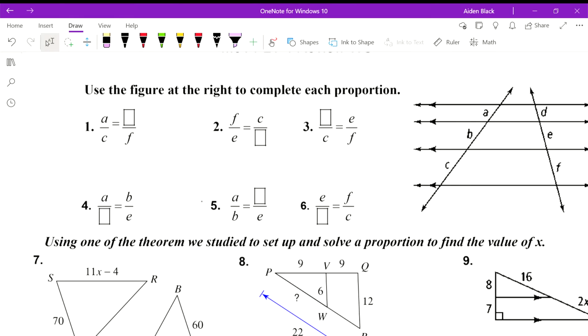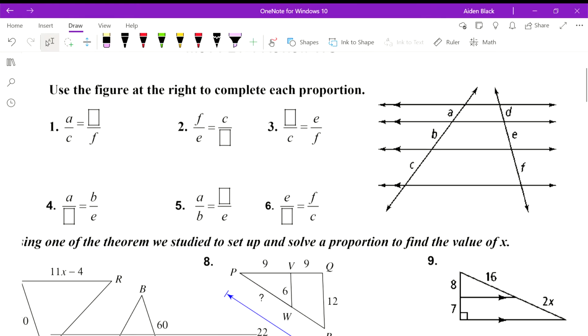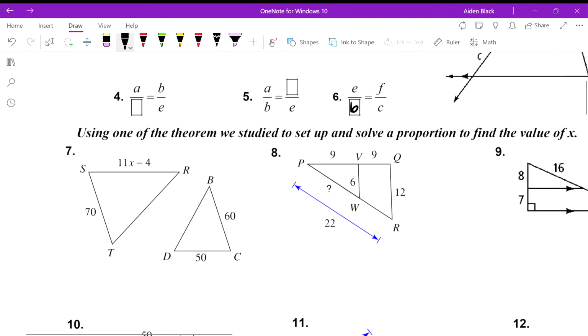These first ones should be intuitive. A is to C as what is to F. You should be able to say, oh, we're looking at D. We need D right here. E is to what as F is to C. So E is to B as F is to C. You should be pretty intuitive.